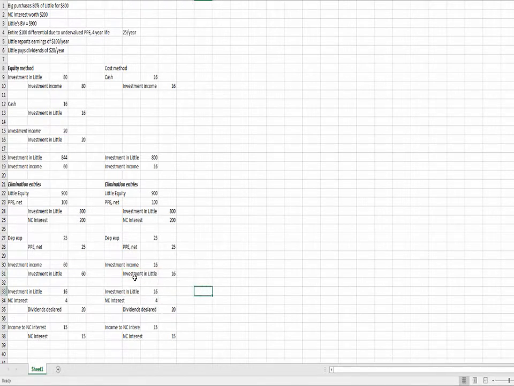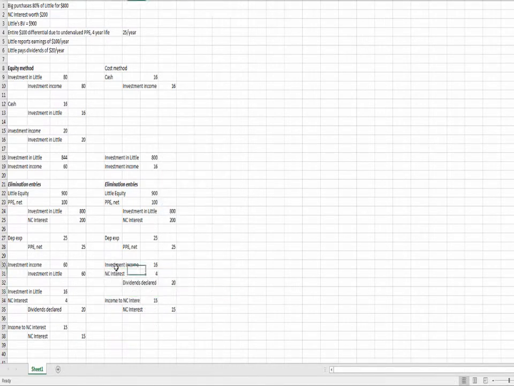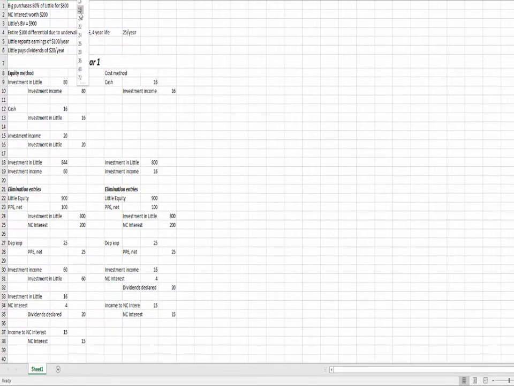D entry. It seems much more reasonable to simply combine the I entry and the D entry, eliminating the dividends declared and eliminating that against the investment income and the non-controlling interest. The income of the non-controlling interest is exactly the same as it was before. So again, this was year one. I'm going to go ahead and merge and center and put that in big, bold font.